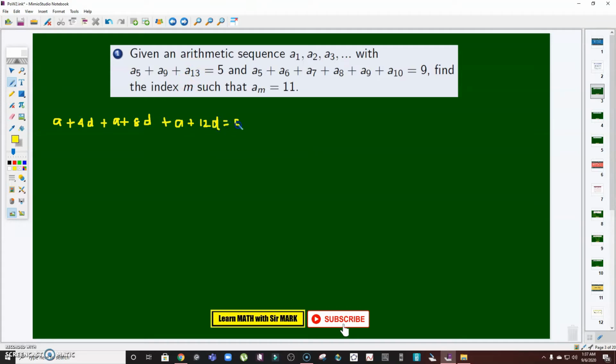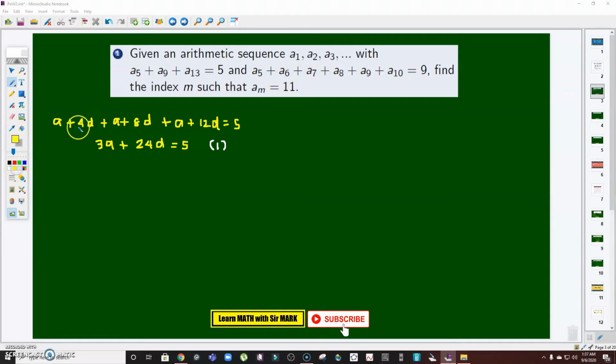That's equal to 5. Now, combining like terms, we have 3 a's, so that will be 3a, plus 4b, 8b, and 12b. If you add them, you'll end up with 24b, and that's equal to 5. Since I end up with an equation with 2 variables, we need one more equation. Let me call this equation number 1. Next, how about this one?